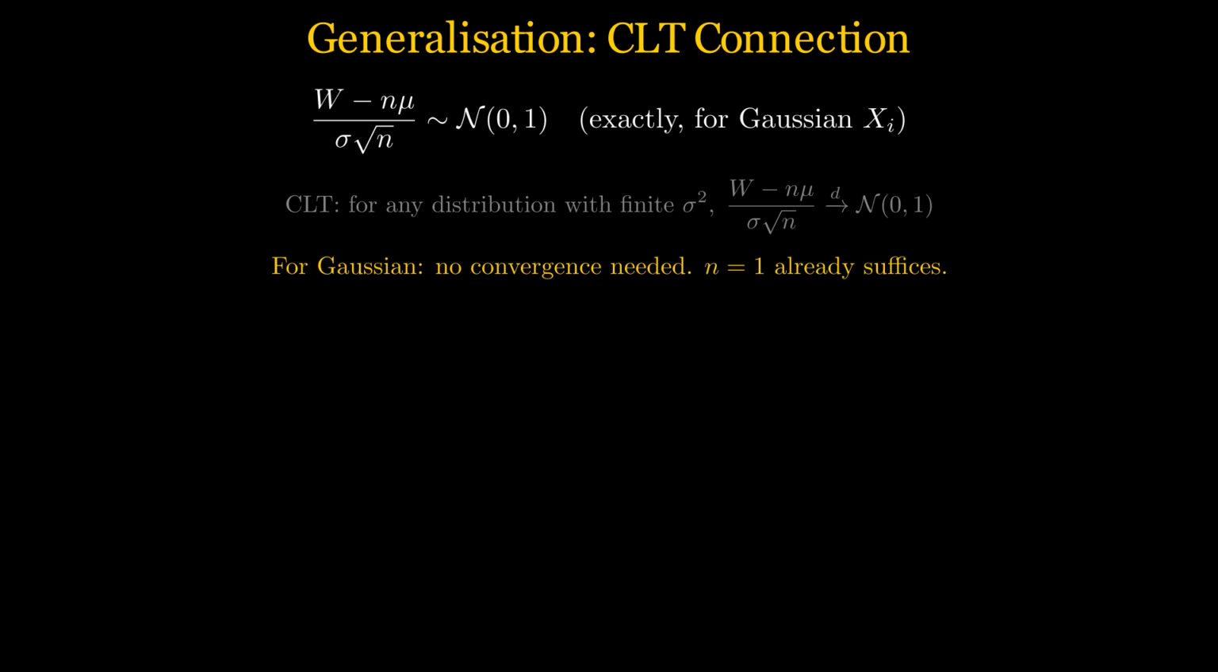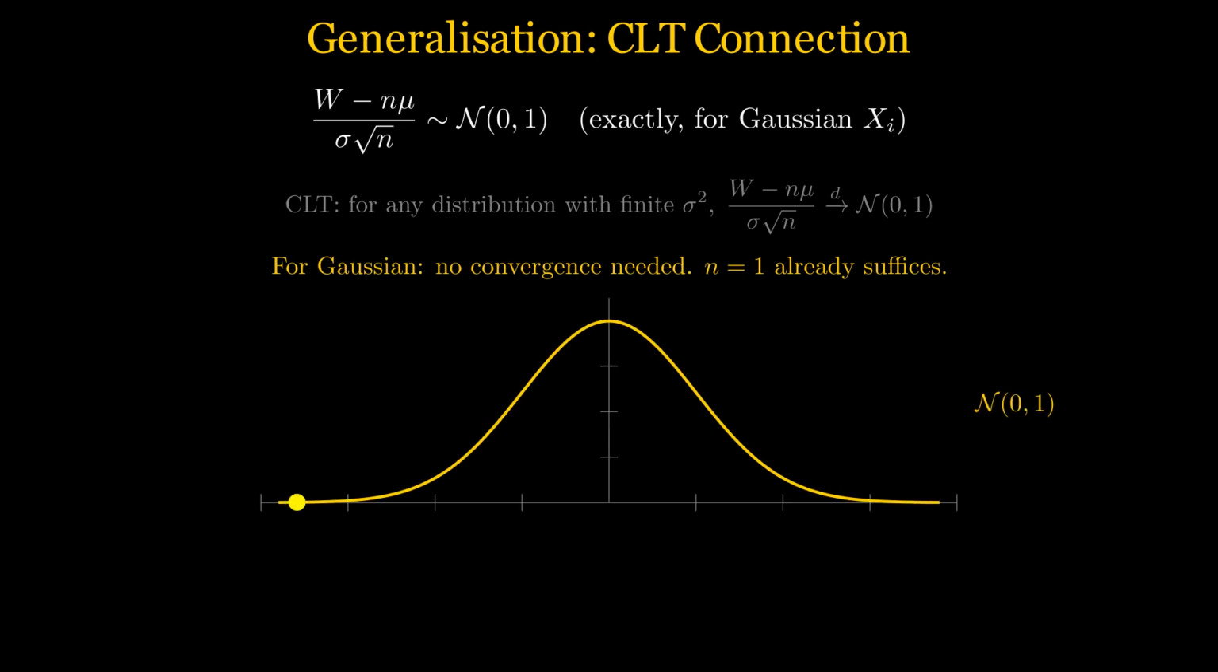Gaussians are closed under addition, and the moment-generating function makes that plain. Here is the standard normal bell, the limit that every sum of Gaussians already lives on.